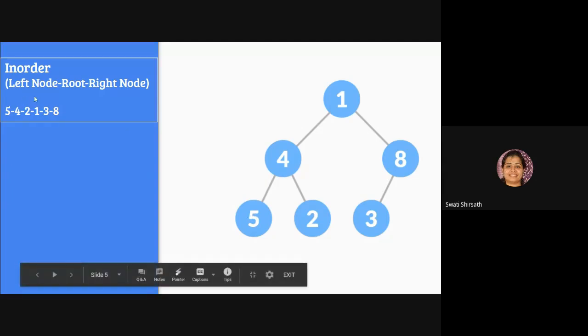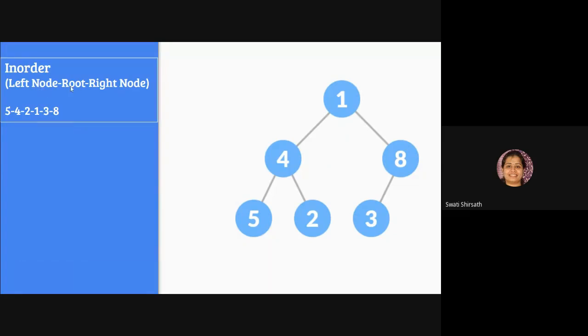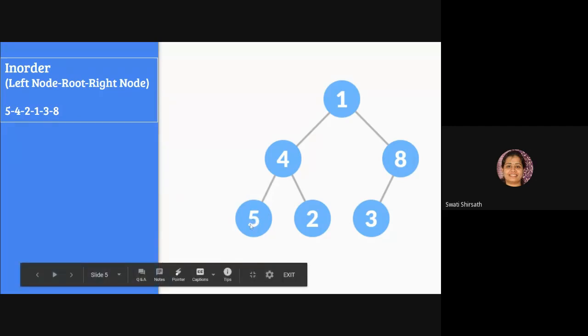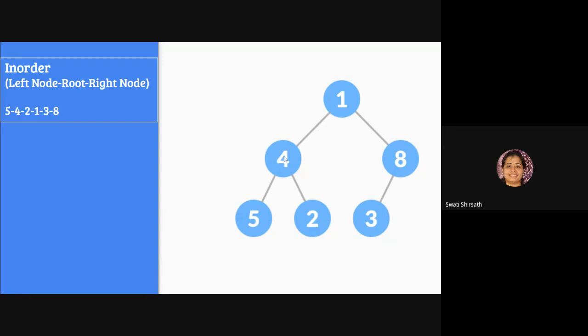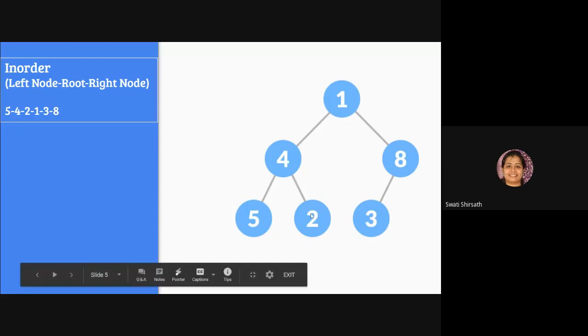This is the in order, but I'll explain it to you. So 5 we will write down. After that we will go to the root, because our sequence is left node, root, and right node. So left is done. The parent, or root, of this 5 is 4. So we will write 4. Then we'll go to the right side of this 4, so this is 2. So we have written 5, 4, 2.